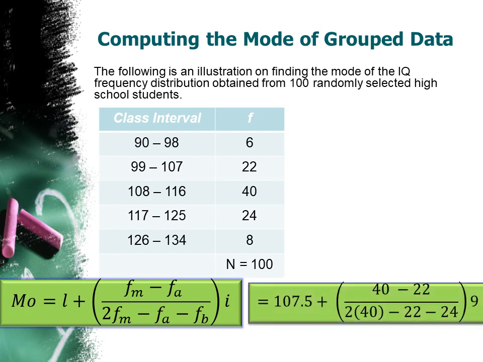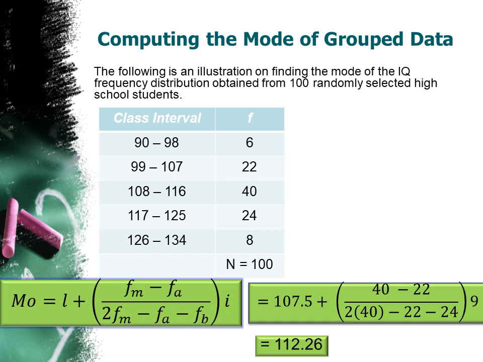So, again, we have 107.5 plus 40 minus 22, divided by 2 times 40 minus 22 minus 24. And that particular quantity will be multiplied by 9. That is equivalent to 112.26. That should be the mode. And the mode here is not a whole number, it can be in decimal because we are just approximating the value, knowing that we do not have the raw numbers because this is just in tabular form.